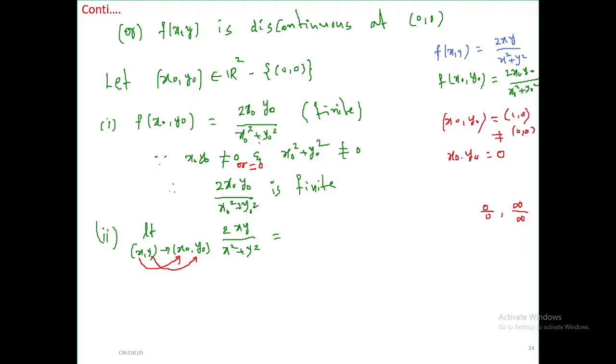If the denominator is equal to 0, then sometimes finite by 0 is infinity. There is a chance of infinity there. So therefore this value is finite, therefore it is well defined. So f of x naught y naught is defined.